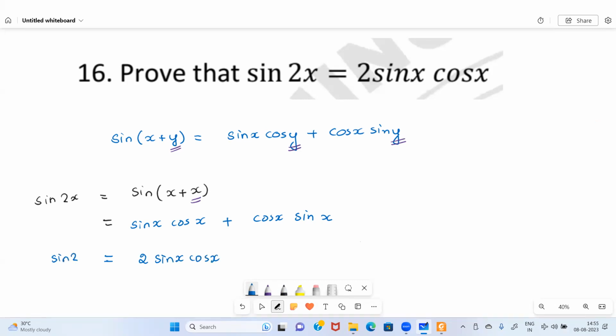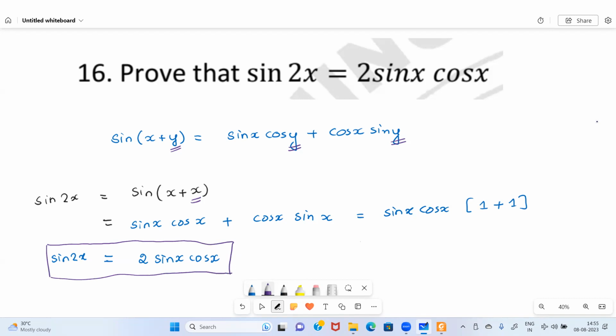Or if you want to write one more step, what you can do is you can take sine x cos x outside, so that you get 1 plus 1, you get 2 sine x cos x, or sine 2x is equal to 2 sine x cos x, and hence the proof. So you can start it from your left hand side. That is equal to RHS, and hence proof. Is it clear, students?